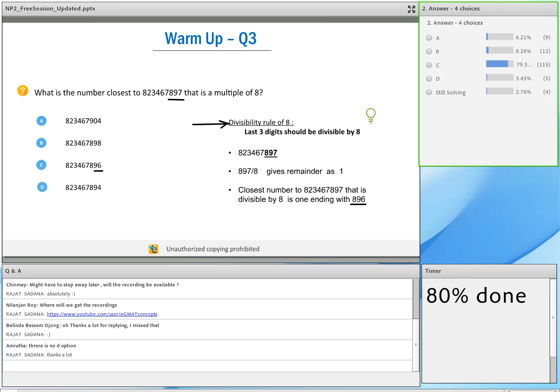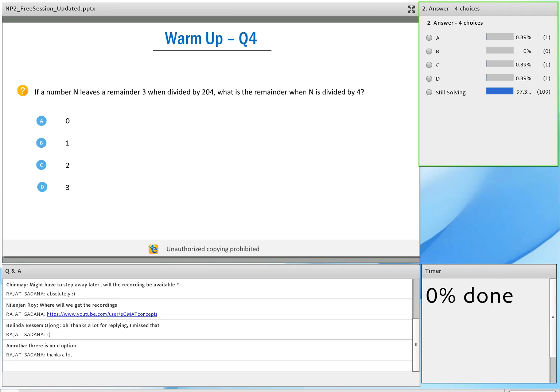Okay, now we're going to go towards our fourth question. Let's select still solving. Okay, we have 75% of you selected still solving. Here is the fourth question.